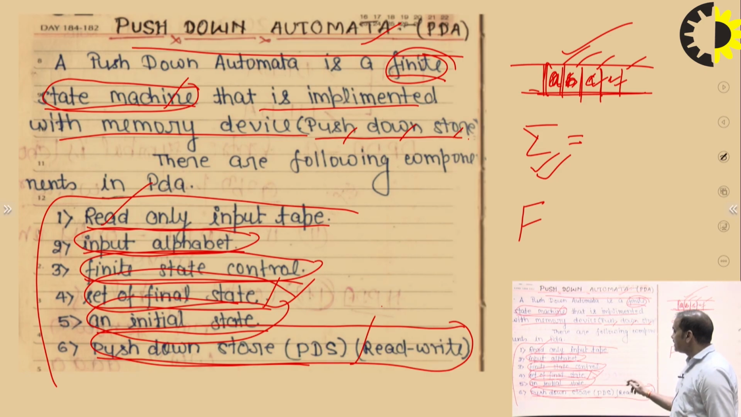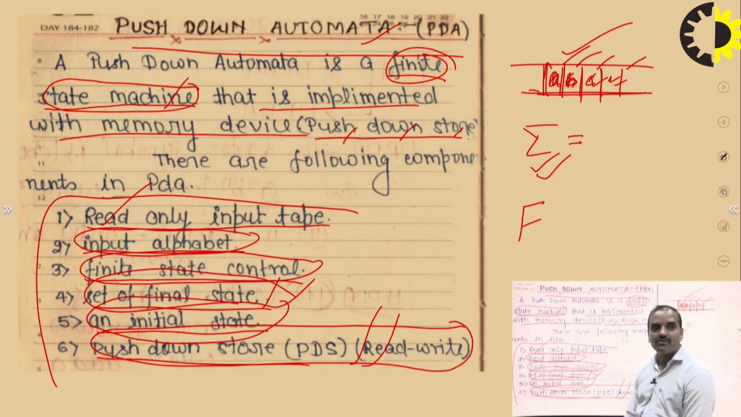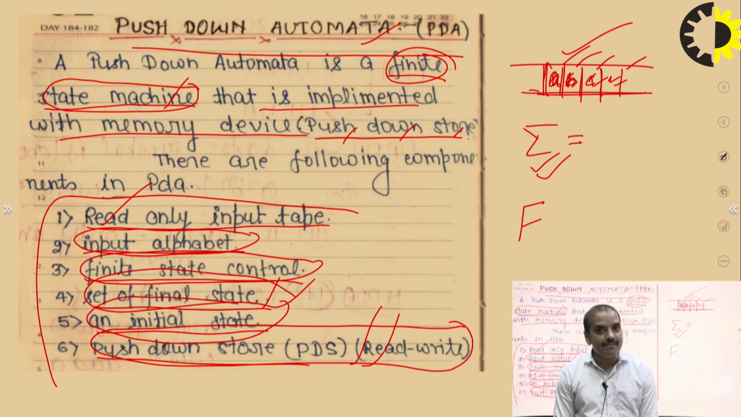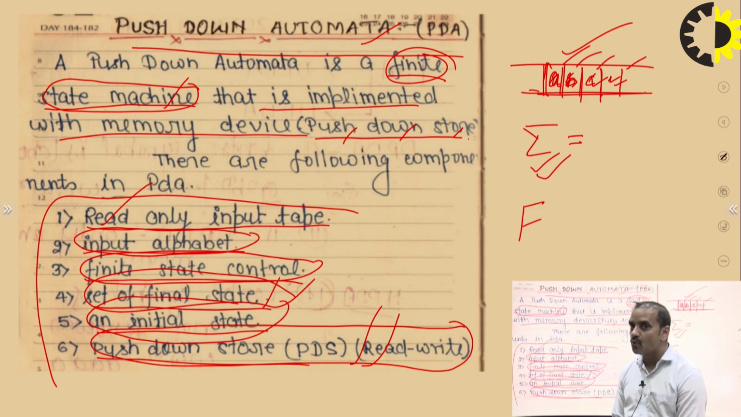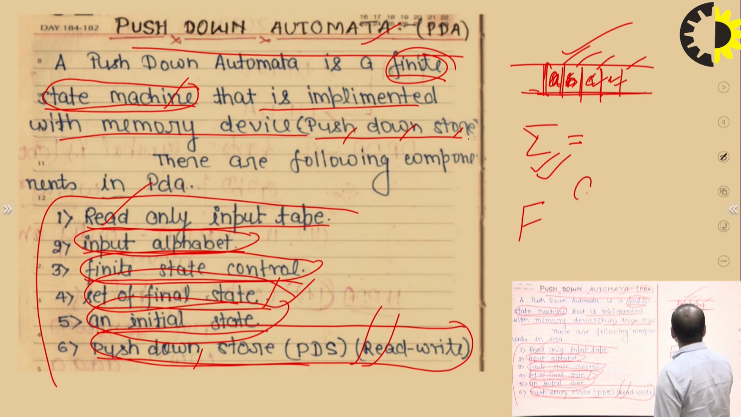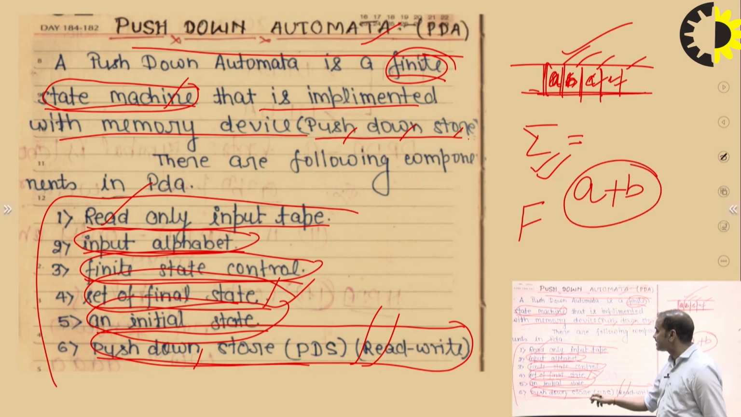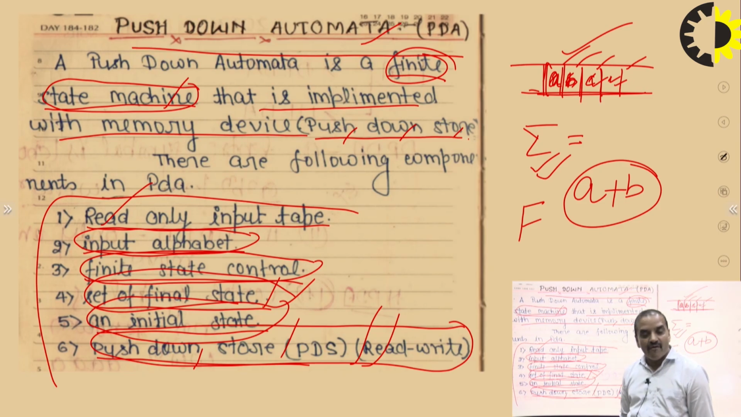And the last one is PDS, the push-down store. This is a temporary memory where we store the data, or where we perform processing. Like if you have the string a plus b, then this mathematical expression is evaluated inside the push-down store. Whenever needed, we push the data inside the stack, or whenever needed, we pop the data from the given stack.